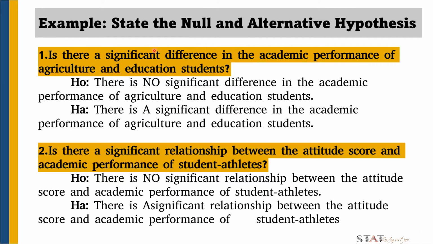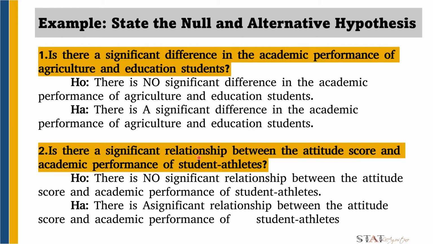So let's have some examples in stating the null and alternative hypotheses. For example, in a study, is there a significant difference in the academic performance of agriculture and education students? When you state it as a null hypothesis, you can say there is no significant difference in the academic performance of agriculture and education students. And for your alternative hypothesis, you can state there is a significant difference in the academic performance of agriculture and education students.